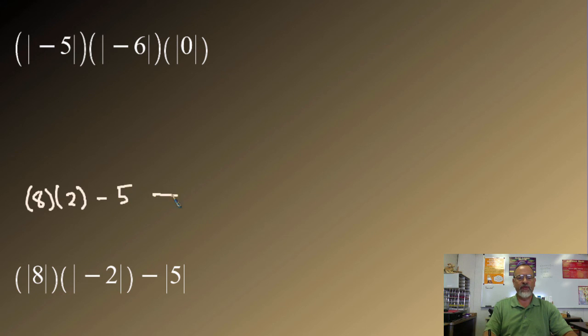Now I can continue my order of operations doing multiplication first. So 8 times 2 is 16 minus 5. And now I can do my subtraction. 16 minus 5 is 11. So the simplified answer of this is 11.